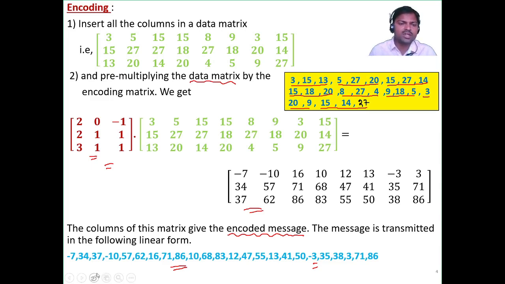Now this message I need to send to the receiver. Then what you have to do is, again the same story. After receiving this enumerated message, you have to break it into 3 by 1 column matrices. Then again you take the decoding matrix, pre-multiply, and you will get the numbers, that means the original message. Then you will crack it.